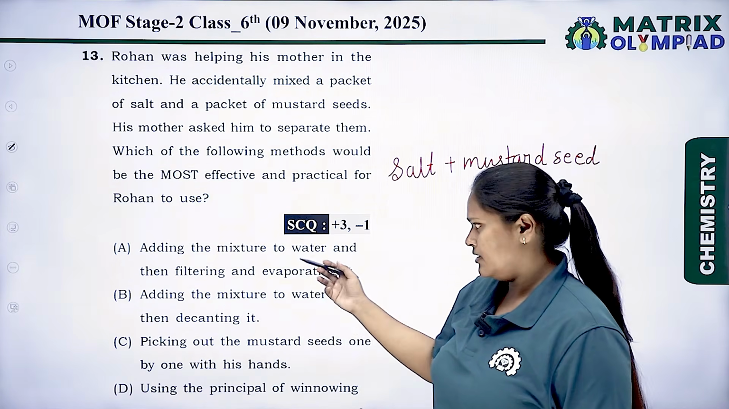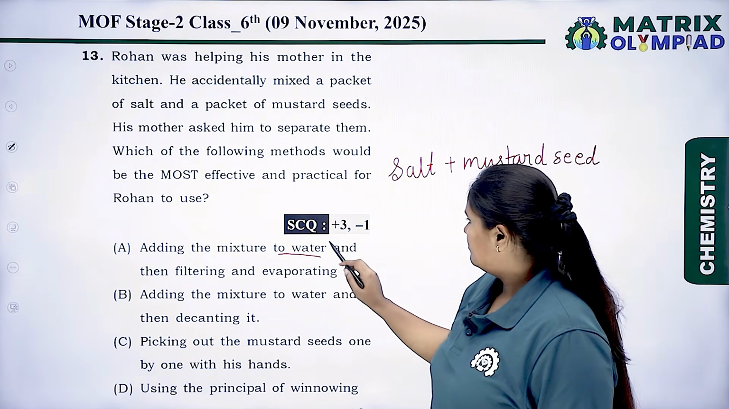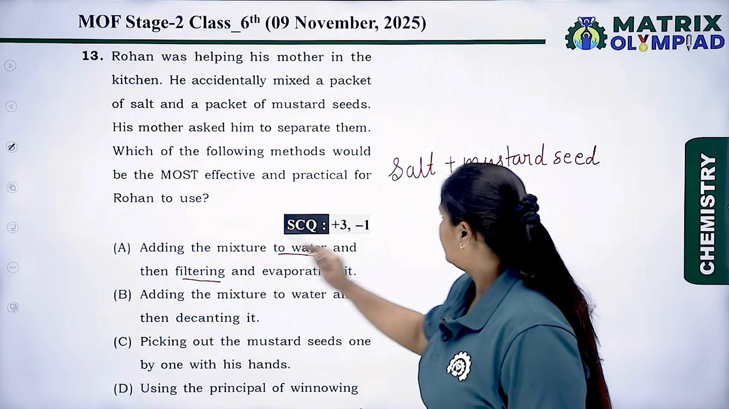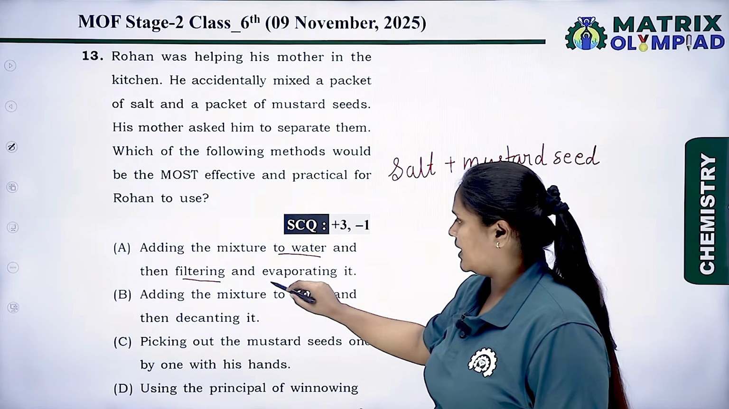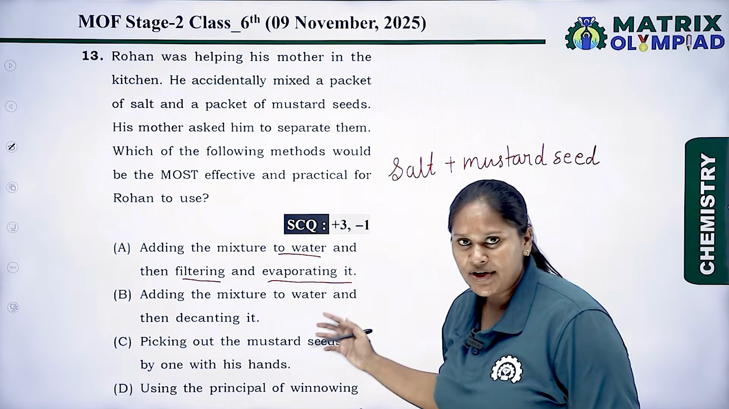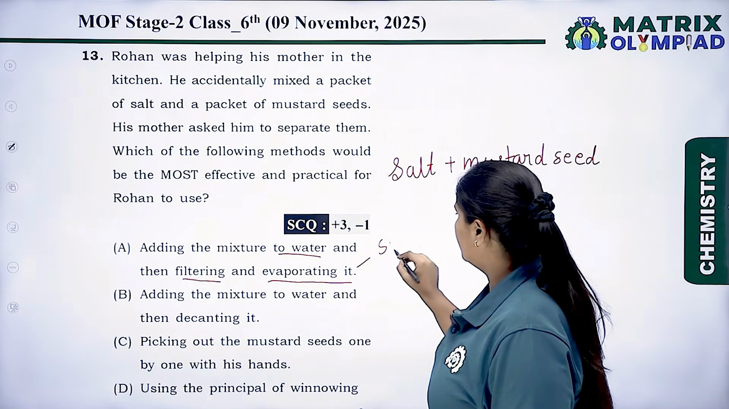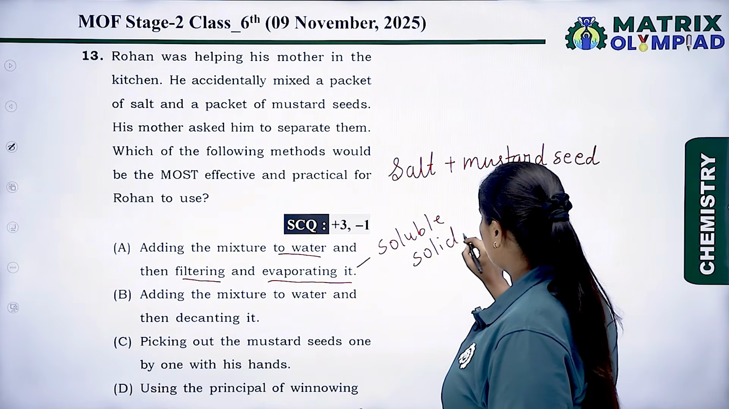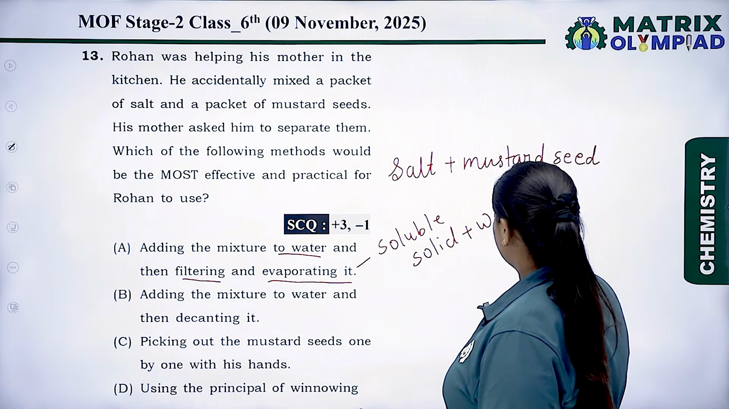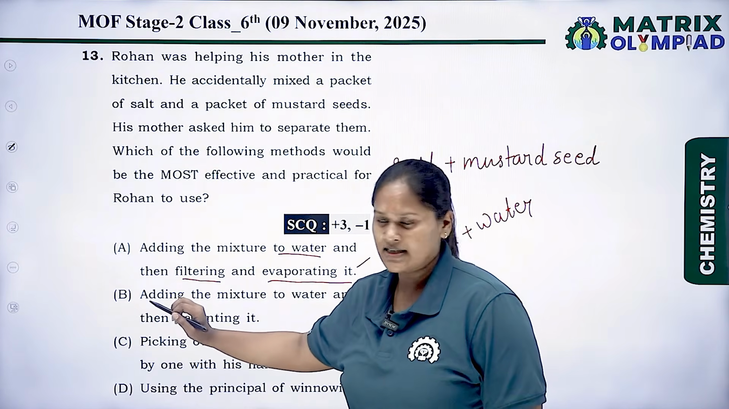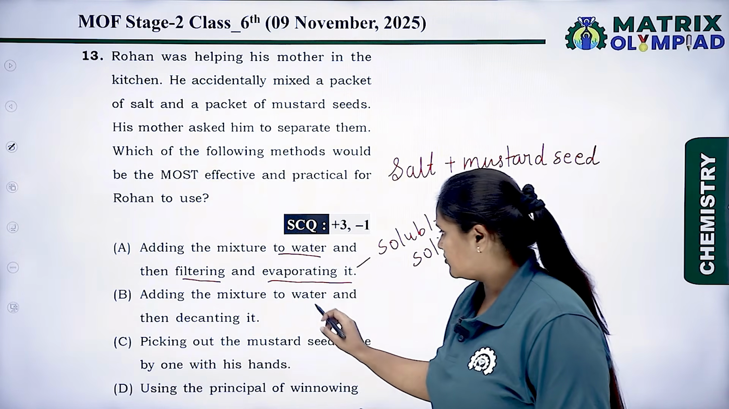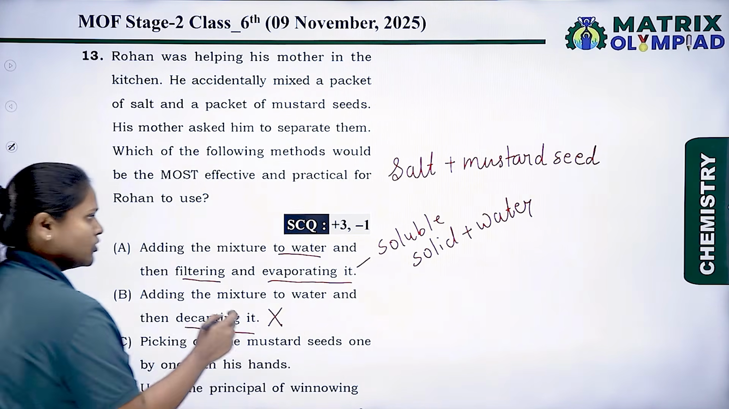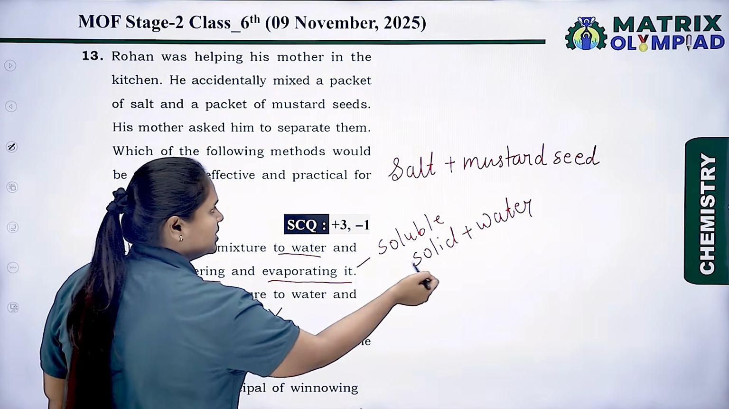Adding the mixture to water, right? If we mix salt into the water, then filter it, we can separate the mustard seed. And by evaporating it, we separate the soluble solids from the water. So in this question, maybe option A is correct, but option B is adding the mixture to water and decanting it. No, decantation is used for insoluble solids, and we have a soluble solid, that is salt.